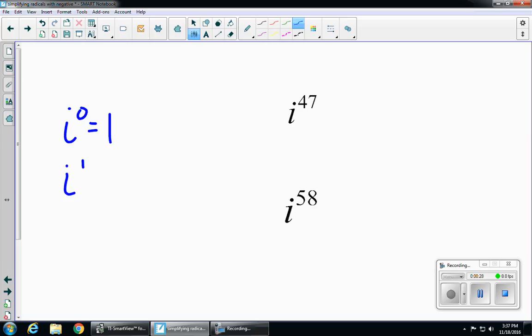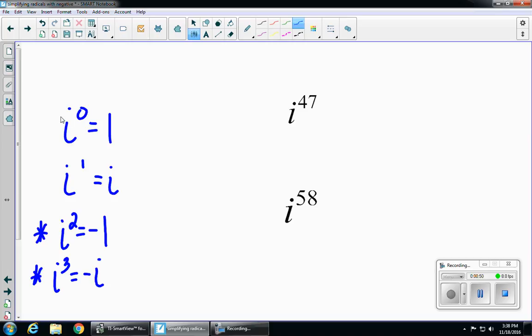Anything to the 0 power is 1. i to the first is i because anything to the first power is itself. Negative 2 to the first is negative 2. 12 to the first is 12. But here's the key thing. i squared is going to be negative 1. And the other one that's going to be very helpful is i cubed is negative i.